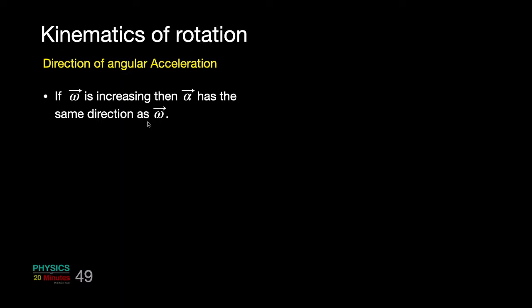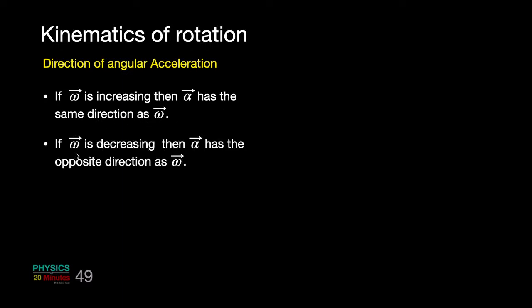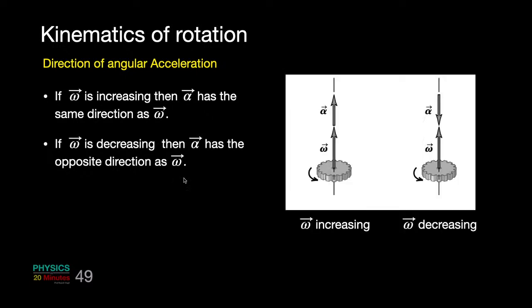If omega is increasing, then alpha has the same direction as omega. If omega is decreasing, then alpha is in the opposite direction to omega. So here I have two examples. If my omega values are increasing, then alpha and omega point in the same direction. If my omega values are decreasing, then omega and alpha point in opposite directions.